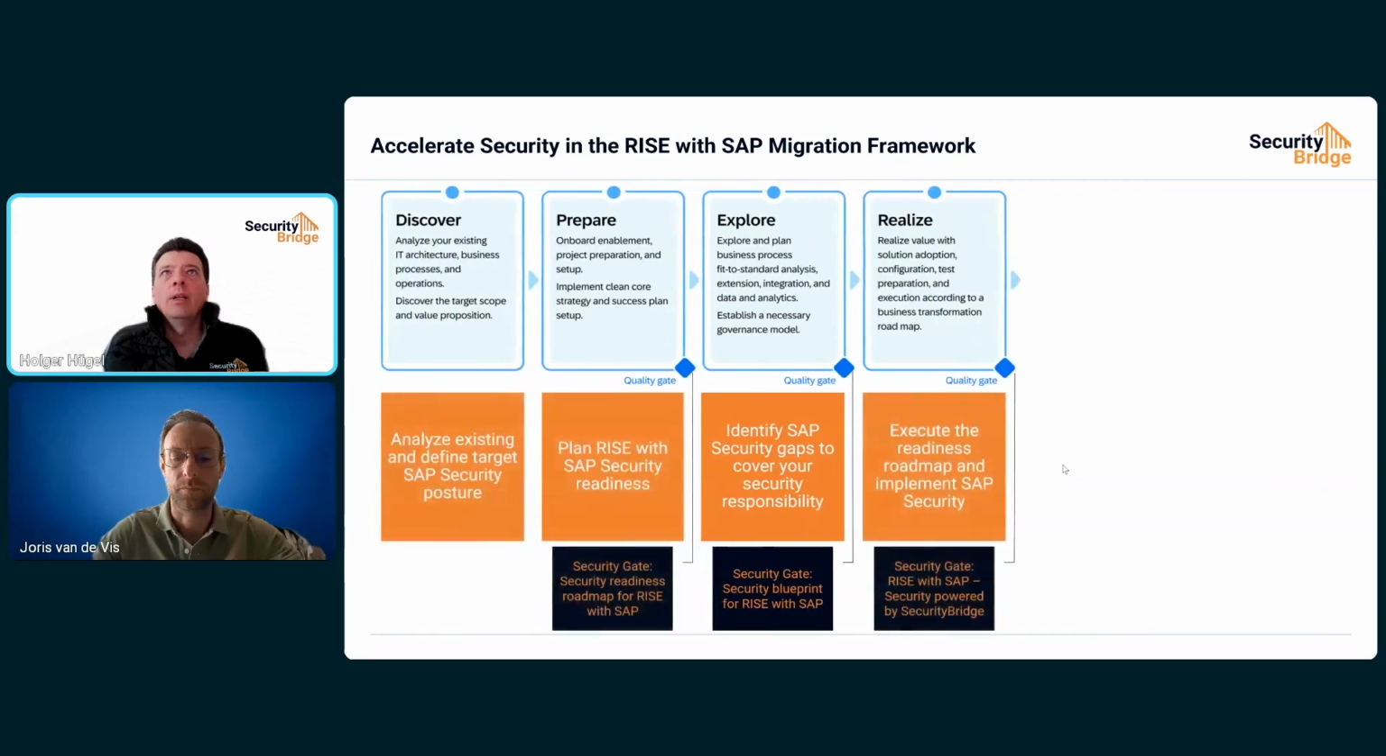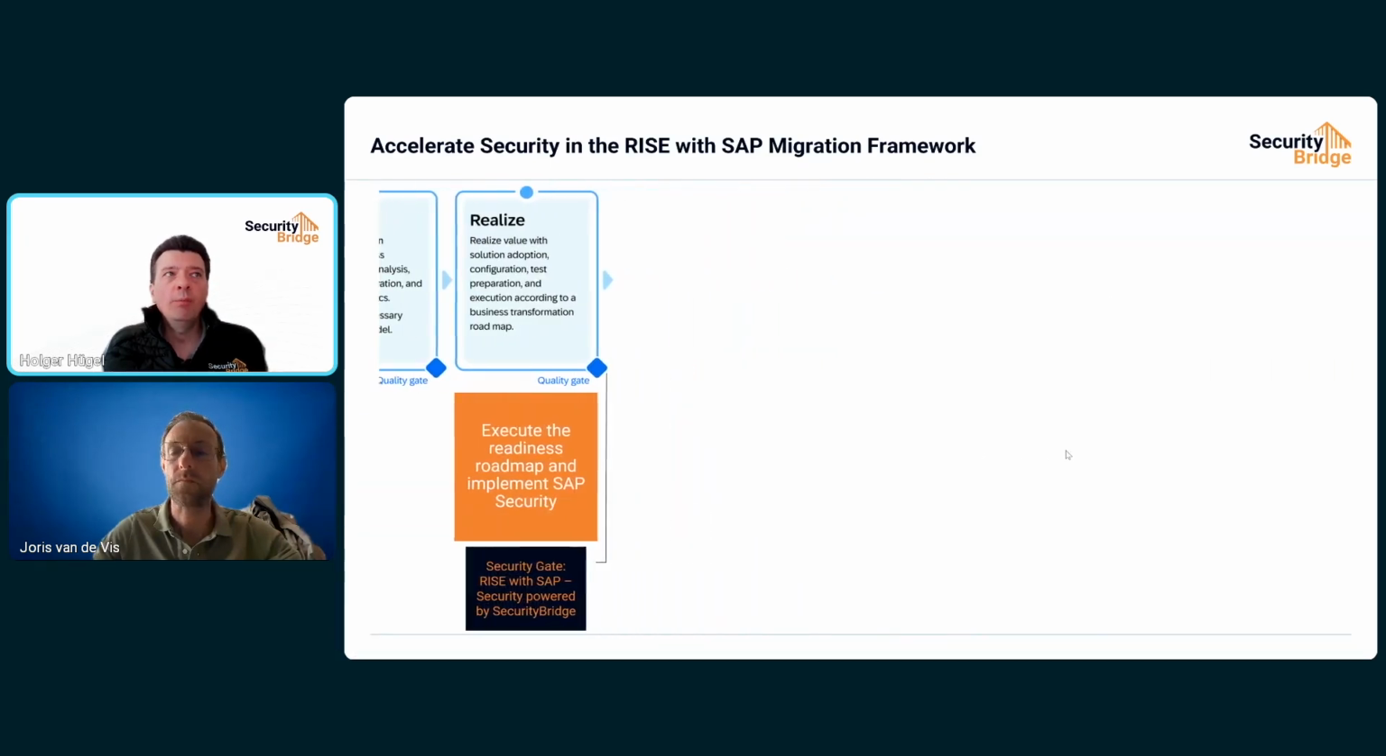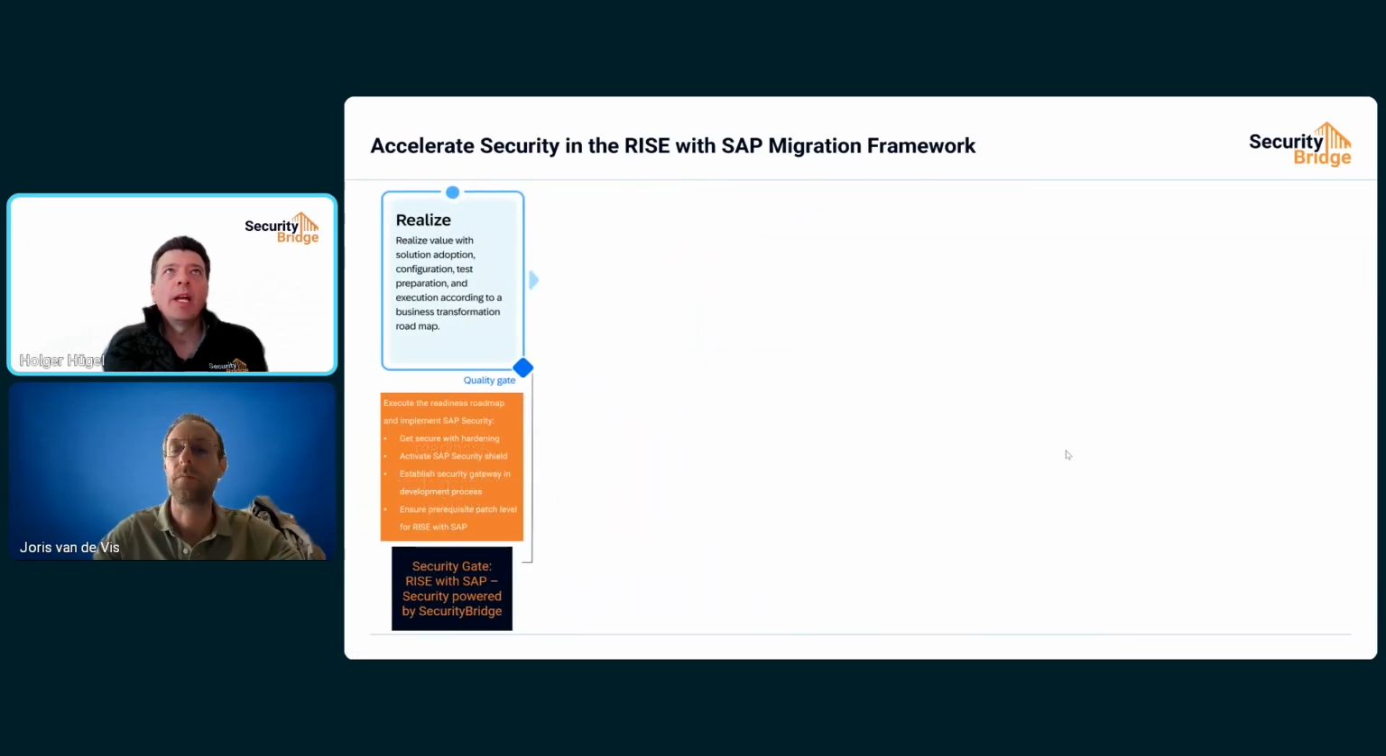Now, moving on to the realization phase, what does it mean? We've seen the readiness roadmap before. Now it's time to execute that and to go top down, as we've shown, go into the details, mitigate those things that need to be done there, and continuously harden the system until it reaches the level where you are ready for RISE.